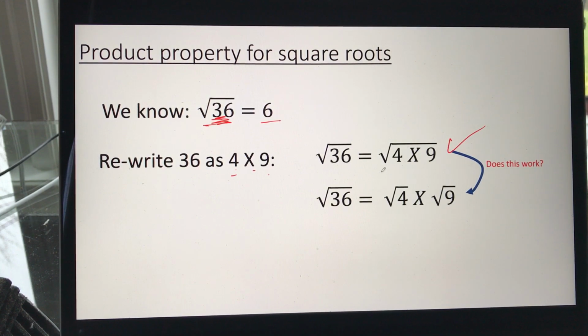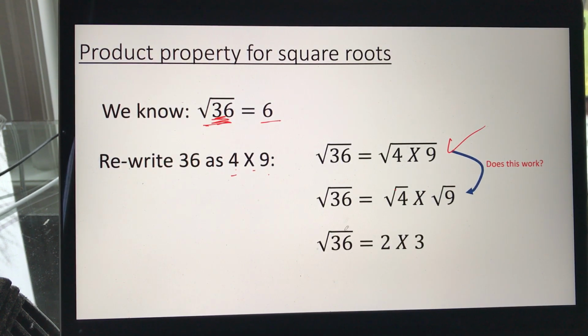Now the question is, wouldn't it be nice if I had root 36, if I could break up this root and just root the 4 individually and root the 9 individually? Does that work? Is that true? Because if it is, it's going to help us reduce some radicals. Well, let's take a look.